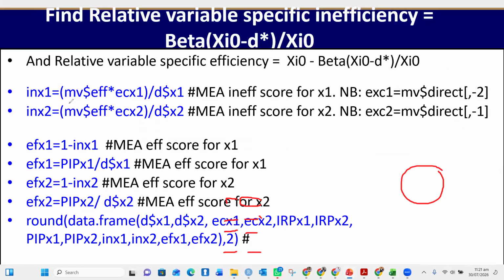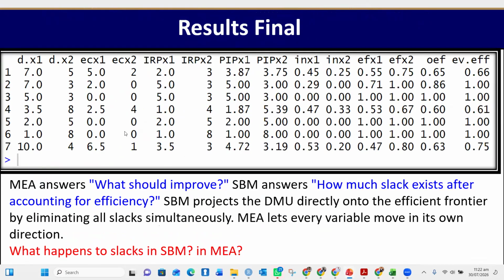Very good. Ladies and gentlemen, now I want you to look at the conclusion. What is the final conclusion to all this? Well, this is the final table. MEA answers the question, what should improve? SBM will tell you how much slack exists after accounting for inefficiency. SBM projects the DMU directly onto the frontier. That's what SBM does by eliminating the slacks at the same time. But what the MEA does is that it allows every variable to move in its own direction.